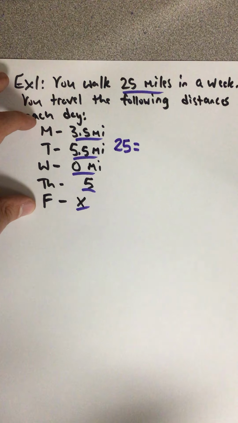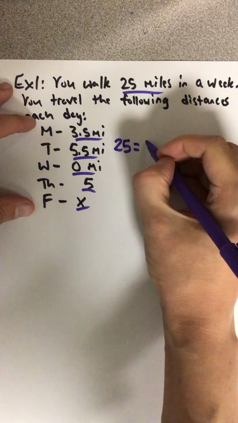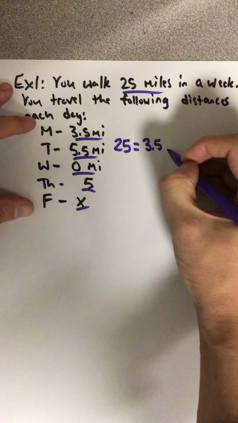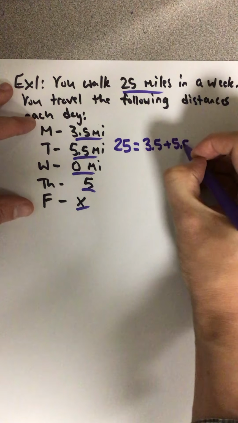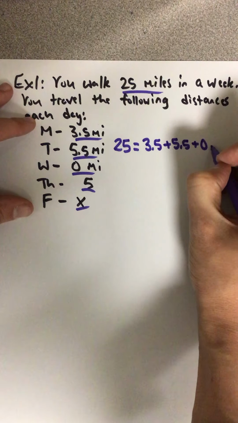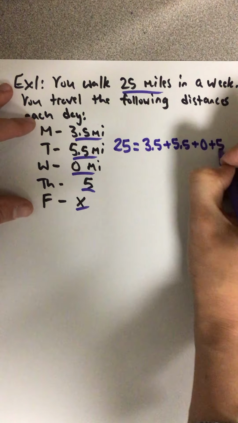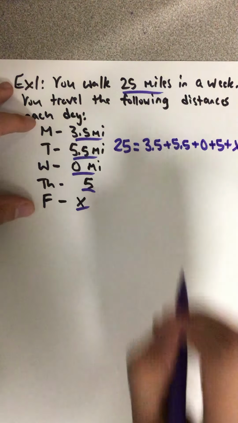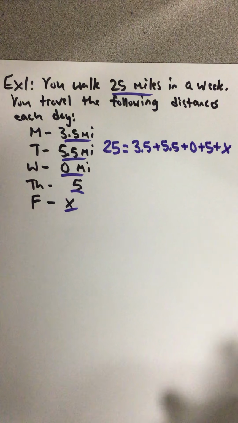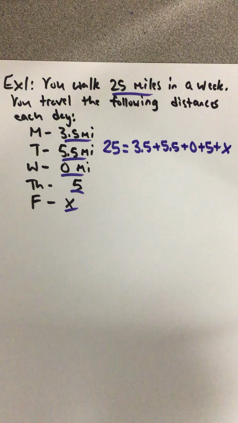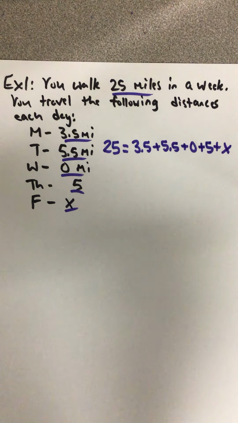We have 5 days that we walked, and on those days we walked 3.5, 5.5, 0, 5, and an unknown number of miles. These 5 values tell us how many equal 25, and consequently we can go ahead and solve for x.